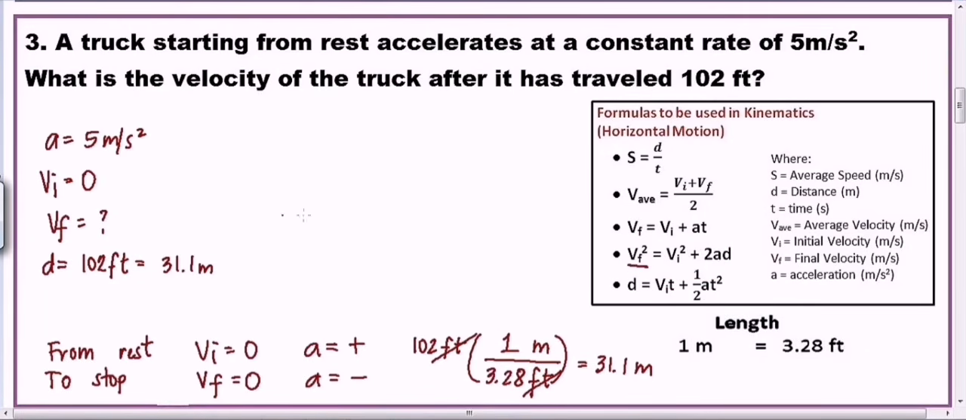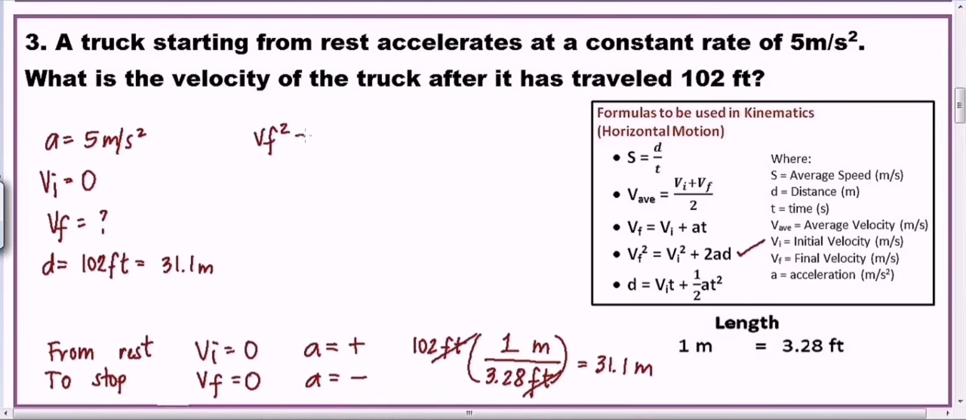So, VF, yan yung hinahanap. VI, ito yun, meron tayo. And then A, which is 5 meter per second squared, and D, which is 31.1. So, ito pala ang pwedeng gamitin. Pwede rin to guys, ito. Pwede ba? Ay, hindi rin, kasi may time din. Wala man tayong given na time, so hindi rin siya pwedeng gamitin. So, ito lang, yung pang-apat.